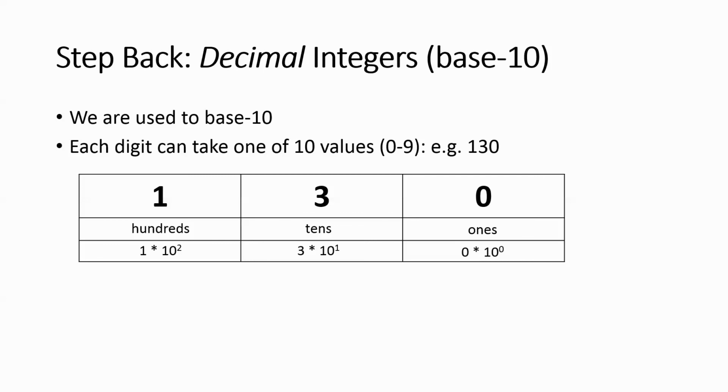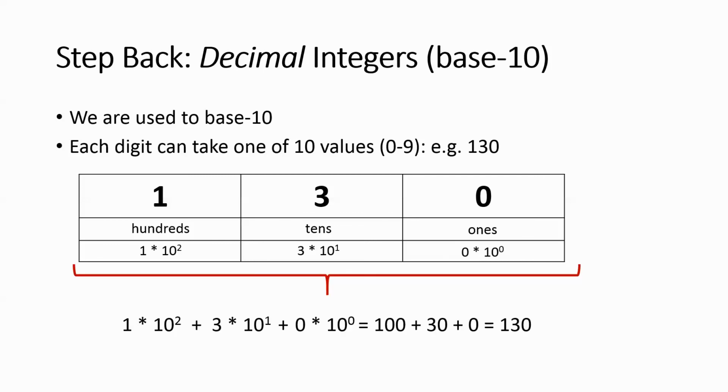To get the total value of this decimal number, we can just add up each of the places. So to get the contribution of the 1, we multiply it by its weight in the number, by 10 to the 2nd power. Then we add 3 times its weight, which is 10 to the first, plus 0 times its weight, which is 10 to the 0. And then we add those all up, and we would get that this is 130 in decimal.